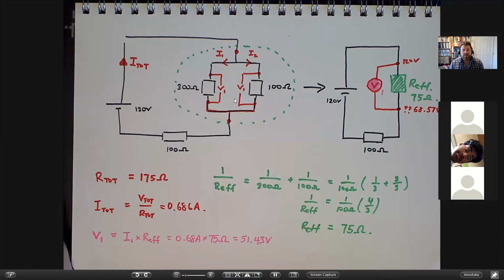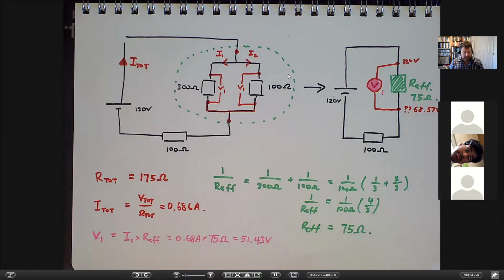Okay. So we got 51.43 volts on here, right? Now we can apply that same 51.4 on each of these internal voltages. And we can say, wait a minute, I can apply V equals IR to these. So now, if I want to find I1, I can use V1 divided by 300 ohms. And if I want to find I2, my voice just broke at the age of 34. If I want to find I2, then I can apply Ohm's law down here.